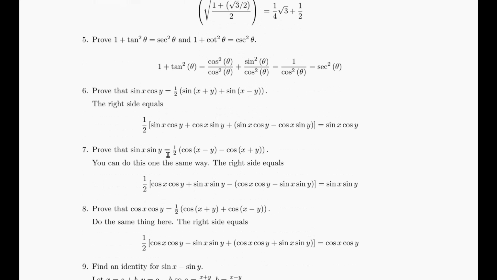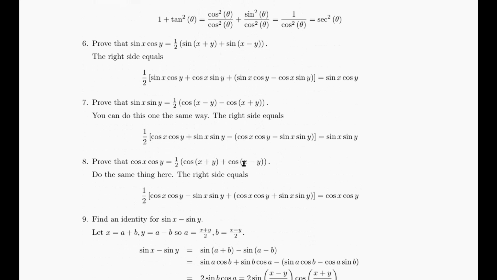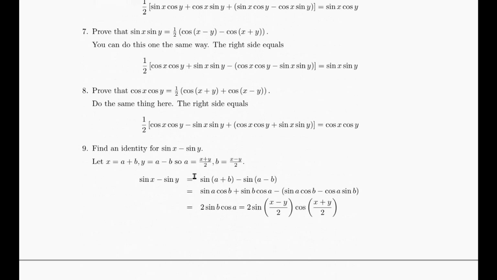All right, this works exactly the same way. You just do the trig identities on the right, and things cancel, and you get sine x sine of y. This one, similarly. They're all very similar. Now, here's a little different problem. Suppose you wanted to find an identity for sine x minus sine of y. Here's how you can do it. Let x equal a plus b, y equal a minus b.